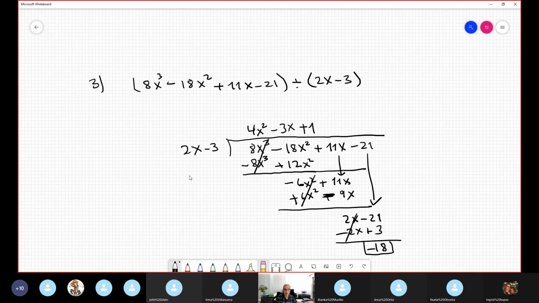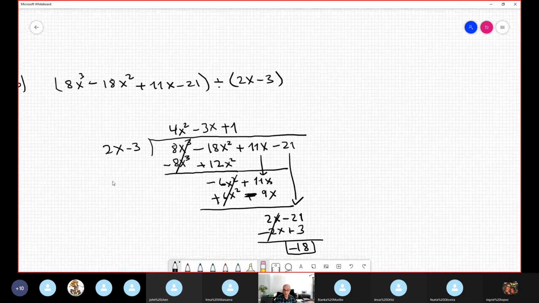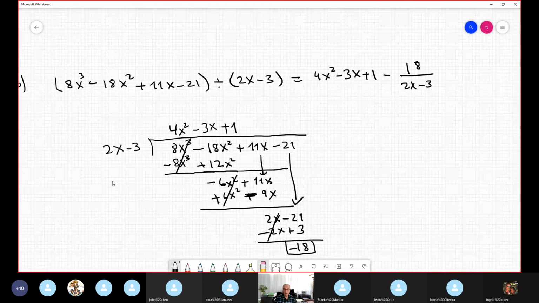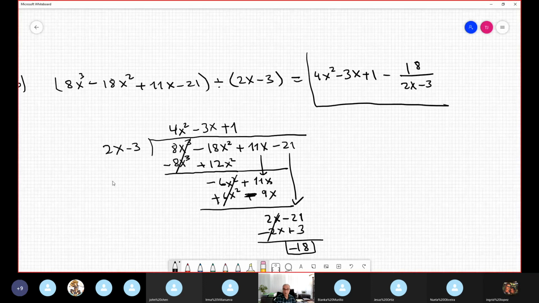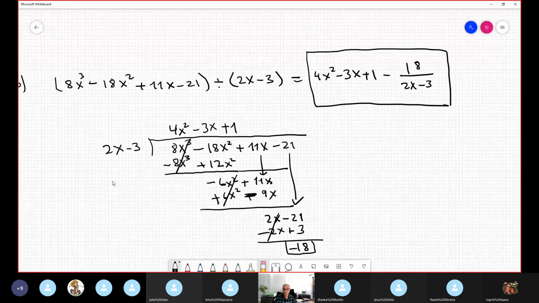What is the final answer? Well, the final answer is you copy the formula. The formula is quotient plus remainder over divisor. And the quotient is 4x squared minus 3x plus 1. Plus or minus, doesn't matter. In this case, minus is much better. 18, because 18 is negative, no? Divided by the divisor 2x minus 3. End of the story. And this is my answer. This answer includes the remainder, because when the remainder is 0, that part disappears, but when it's not 0, it stays.